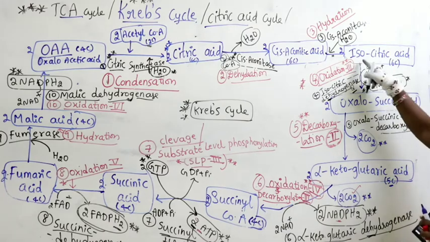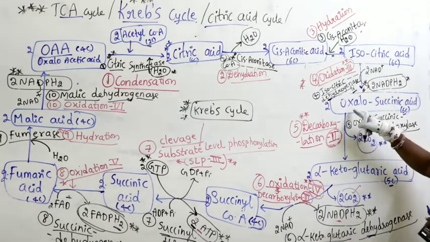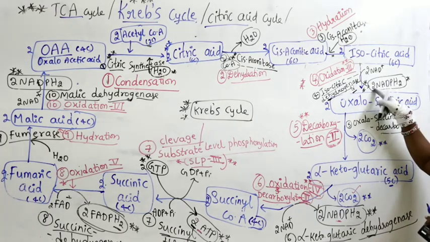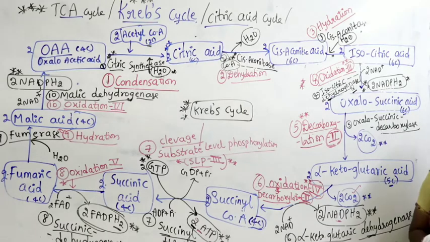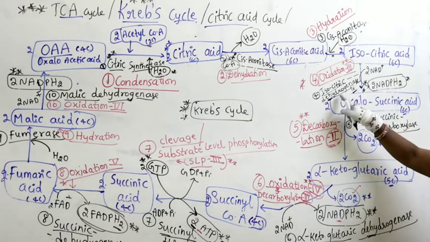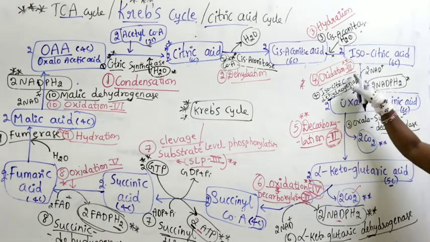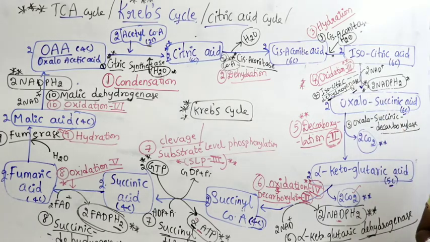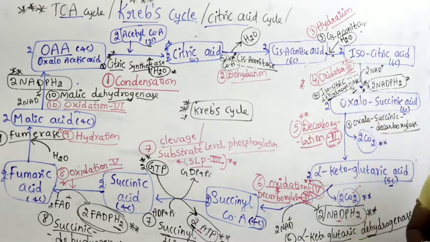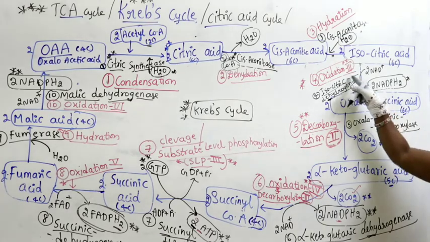In the next step, isocitric acid converts into oxalosuccinic acid. Here 2 NAD plus get reduced to form 2 NADH2. So as 2 NADH2 is produced here, name of the enzyme is isocitric dehydrogenase. From here you have to importantly remember the name of the reaction as oxidation. Oxidation numbers you have to remember very importantly. So here it is oxidation 3. So remember, oxidation 1 occurs in glycolysis, oxidation 2 occurs in link reaction, oxidation 3 begins in Krebs cycle.